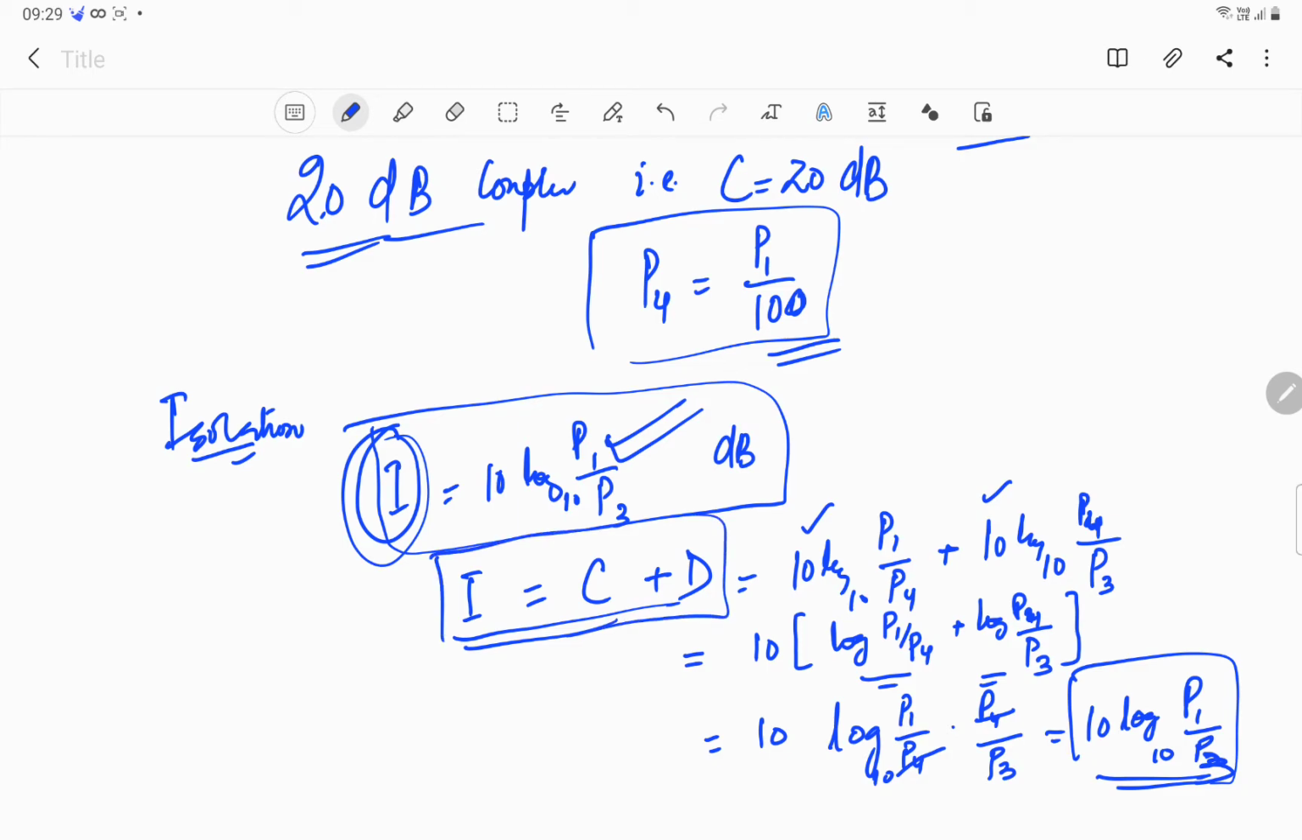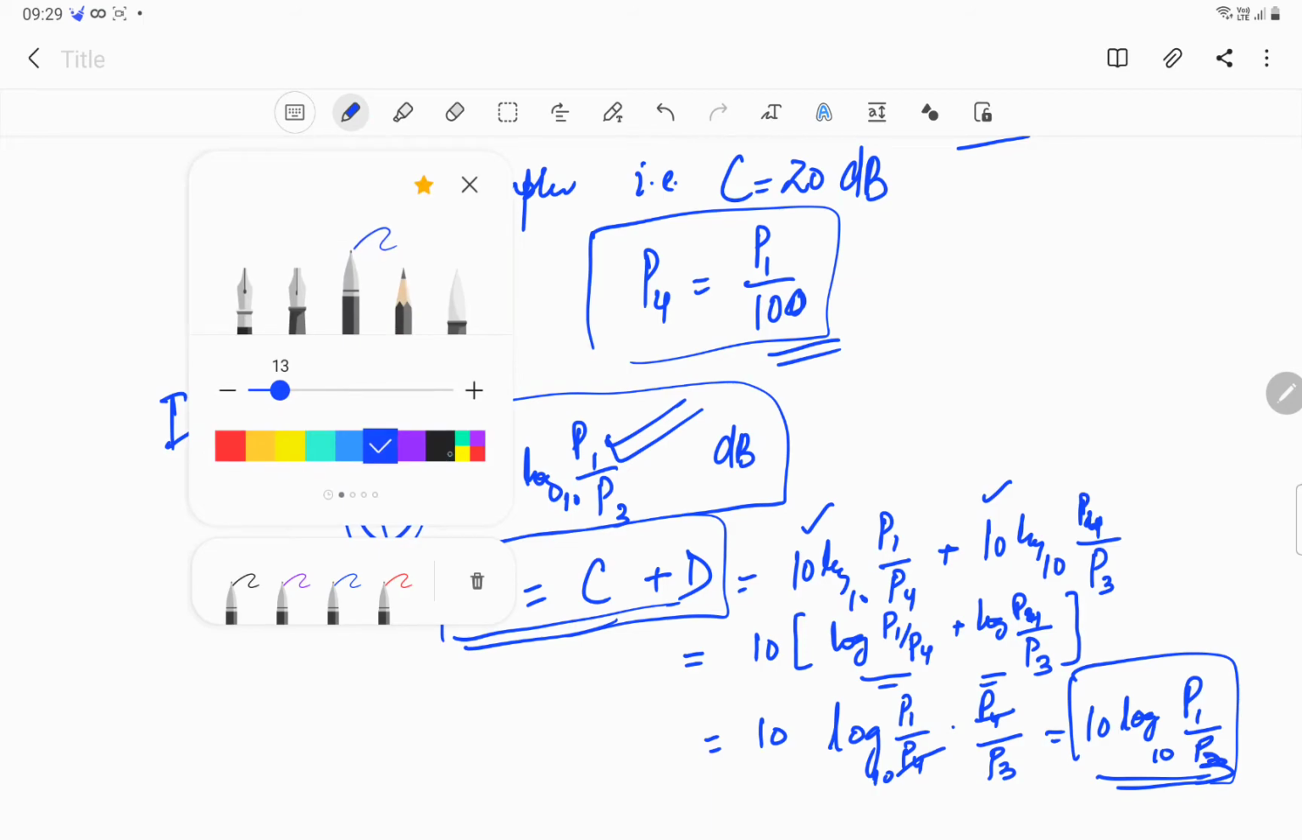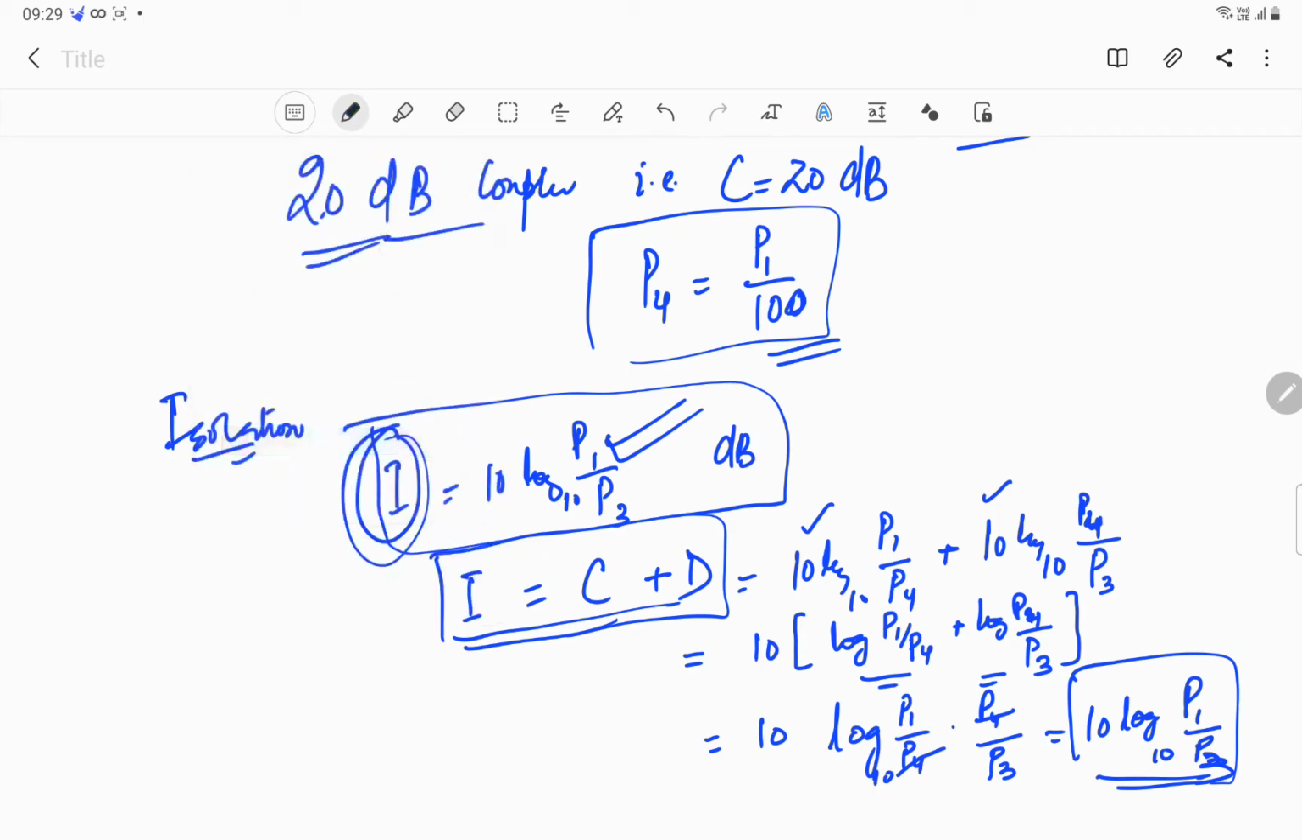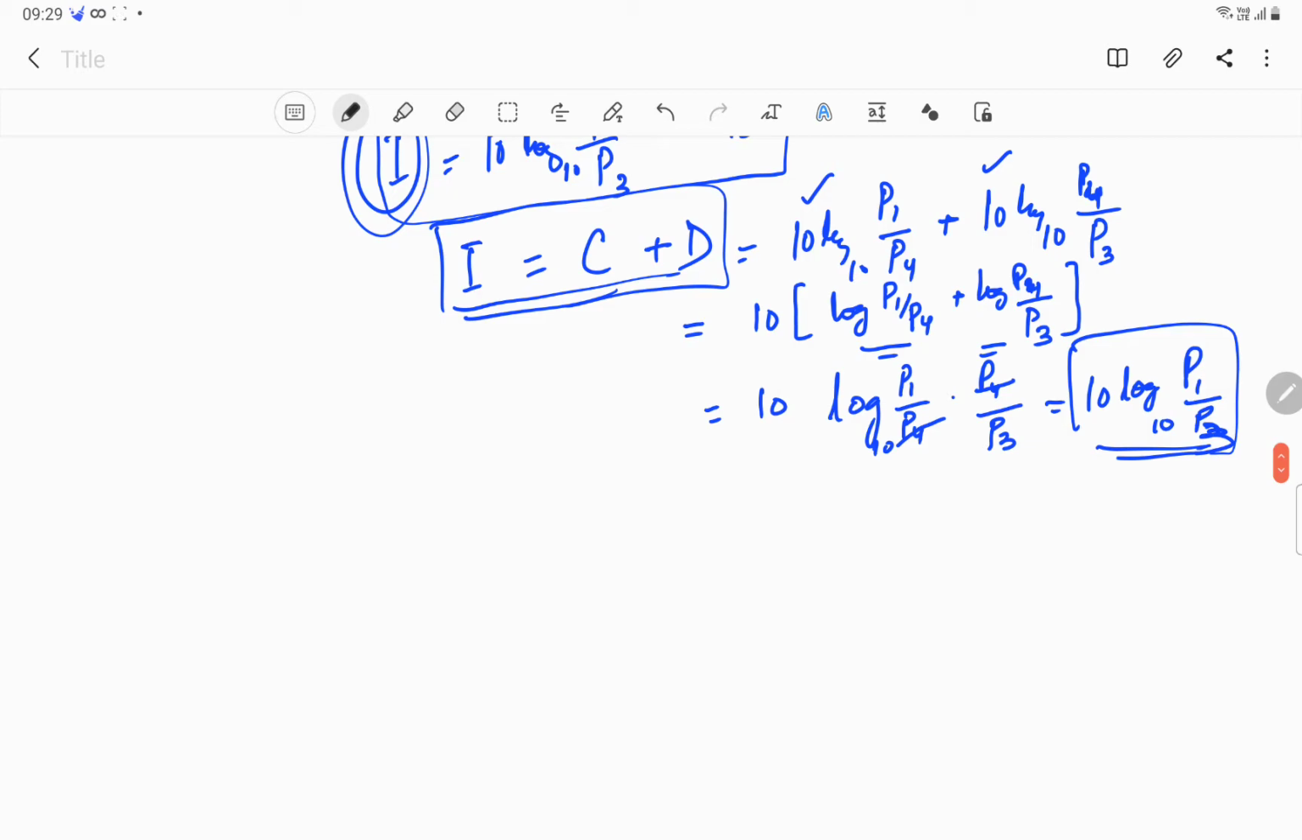So next we'll discuss a two-hole directional coupler. Now let's discuss a two-hole directional coupler.